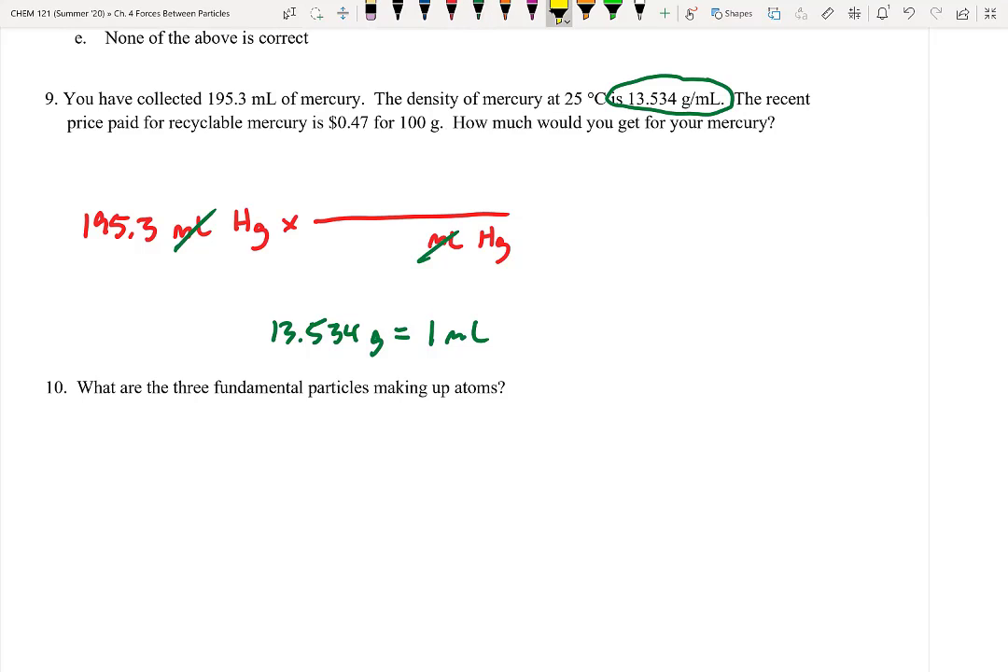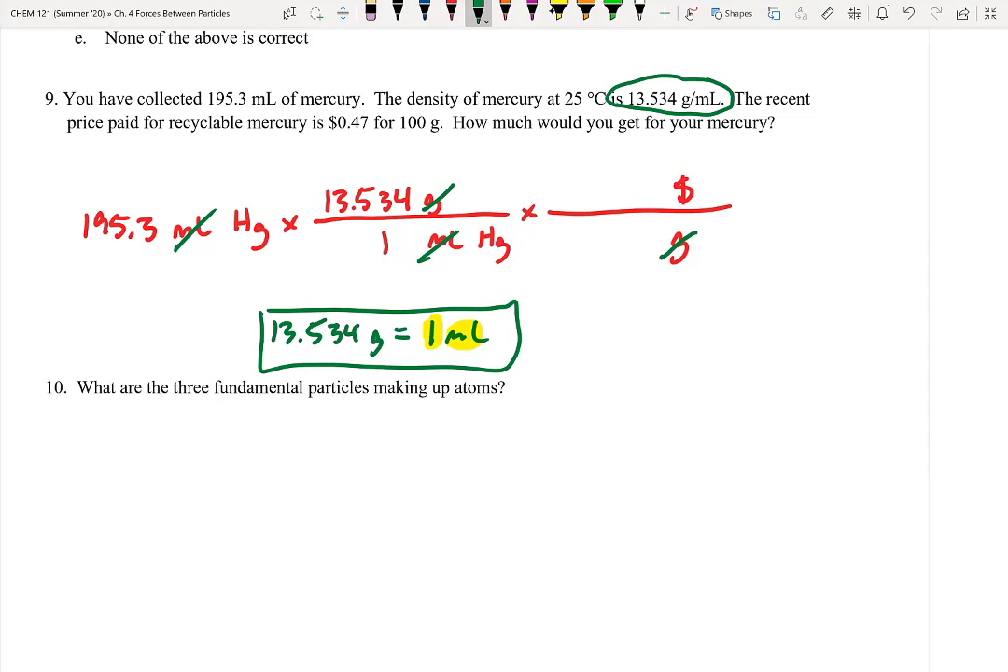So the fact that 1 is paired with the milliliter unit means that 1 must be paired with the milliliter unit here. And then we can plug in 13.534 grams on top. Okay, so now we've canceled out milliliters and we're on the right track. But now I want to get rid of grams. So I'm going to put that on the bottom. That way we can cancel here and here. And I want to figure out how much money I can get for it. So that's my desired unit on top.